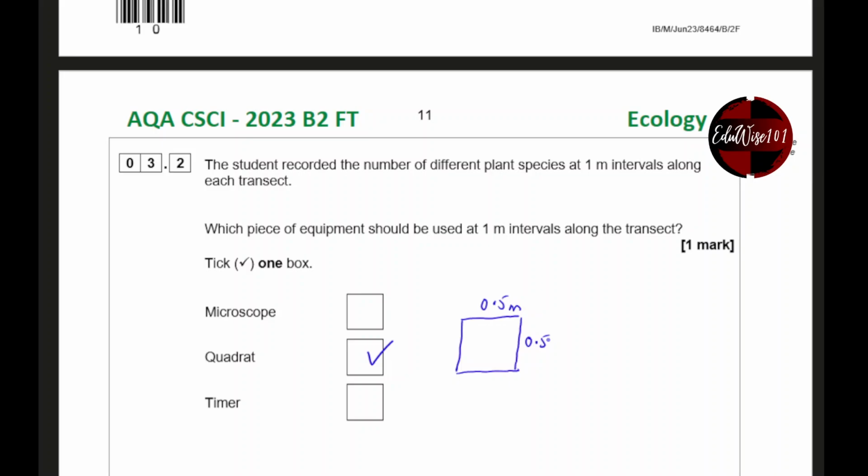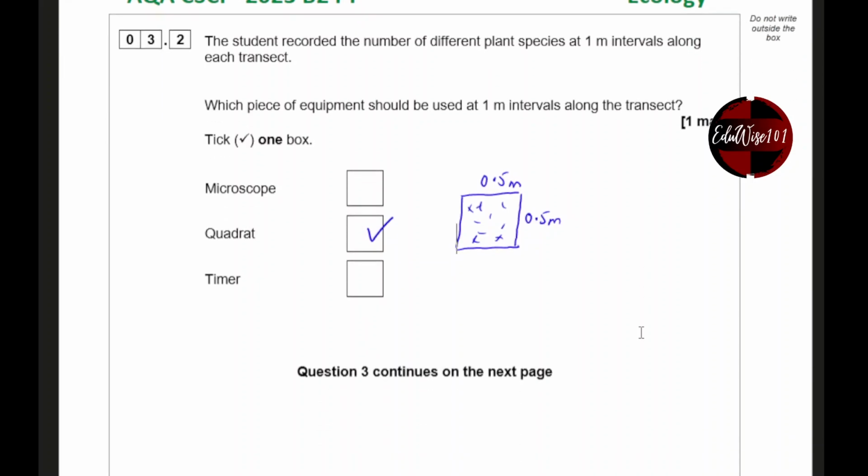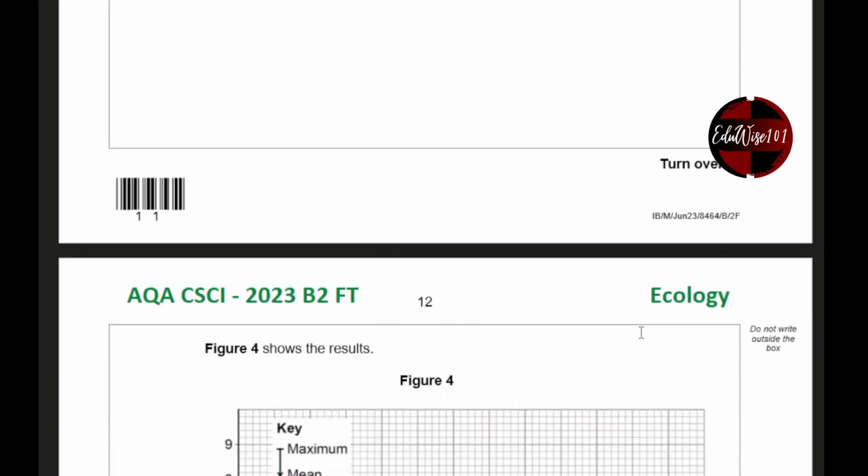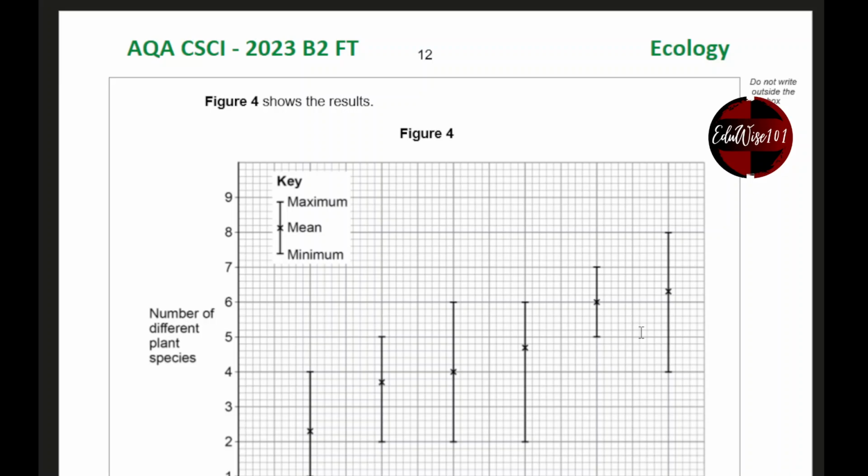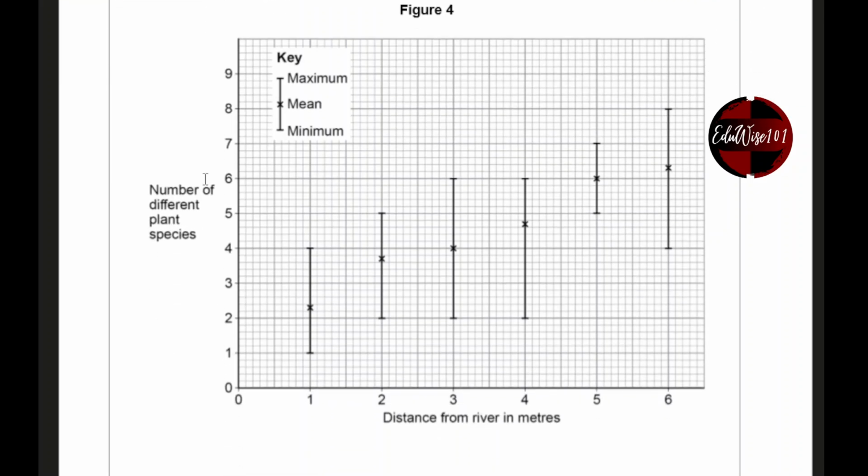The most common type is half a meter by half a meter, and you'd simply throw it or place it along the ground, and you could count the number of different plants inside it, and you would record it to find a mean value. So a quadrat is basically a metal frame that we use in biology in field studies. Figure 4 shows the results. So here you have a graph showing the number of different plant species and the distance from the river in meters.